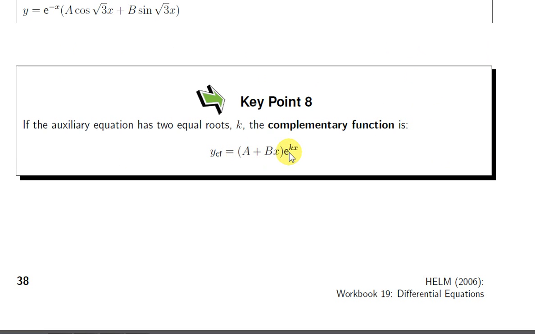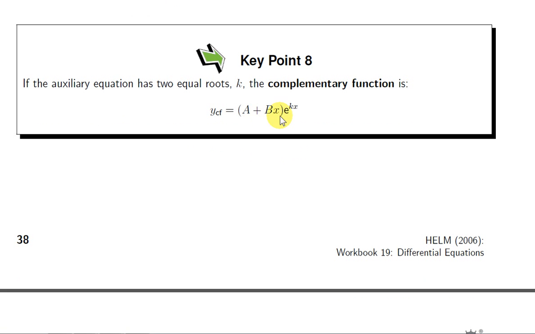Anyway, the solution of the differential equation that the auxiliary equation comes from is given by (A plus Bx) times e to the power of kx, where k is the single solution of the auxiliary equation. A and B are arbitrary constants. So notice in here that we have a product of x and e to the kx appearing. Of course, we also just have A times e to the kx like we've seen before.